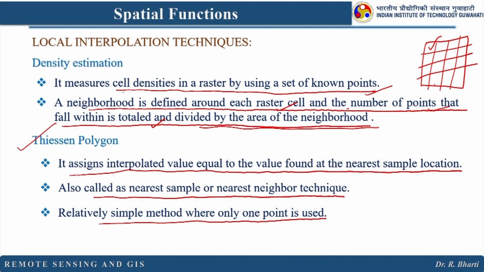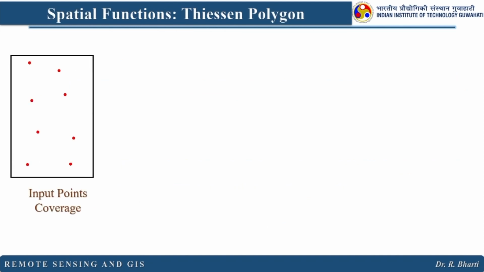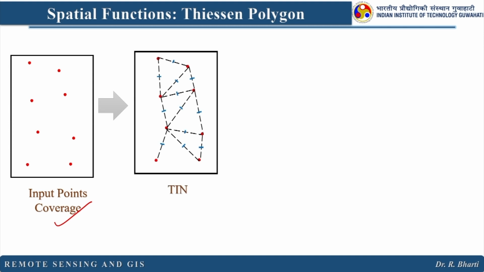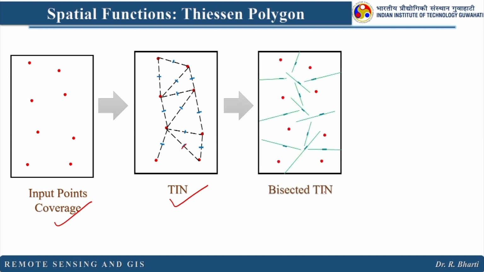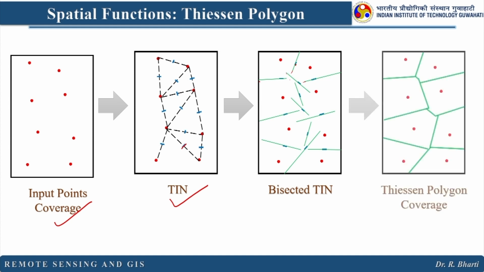Now, let us see how exactly we perform this one. So, you have some set of points, the input point coverage. All these point values are known. Now, what we will do? We will connect all the nearest elements and make triangles. That will give you the TIN, triangulated irregular network, and then we will identify the midpoint and draw a perpendicular. That will be the bisected TIN, and you can see here for all the points we had these sides, and where we have bisected, this bisected TIN is going to be the sides of your Thiessen polygon. Now, what you have to do? You have to extend them and join them, right. So, that will look like this.